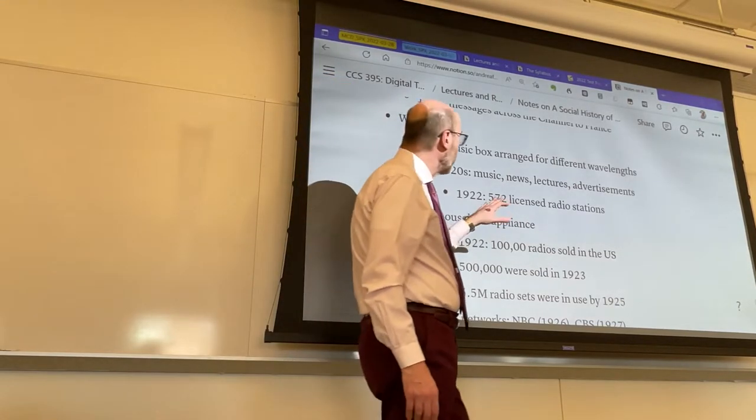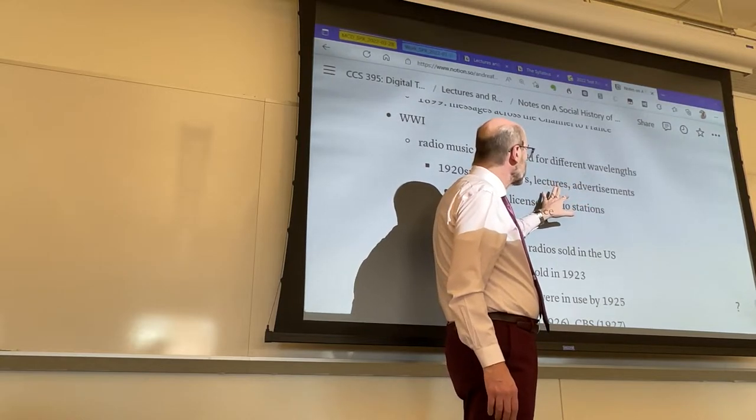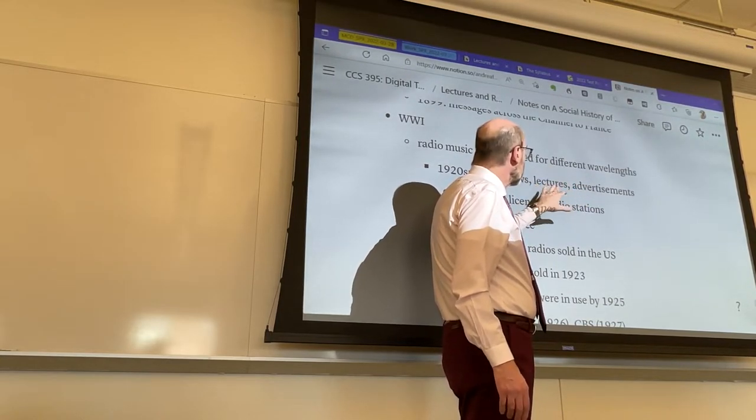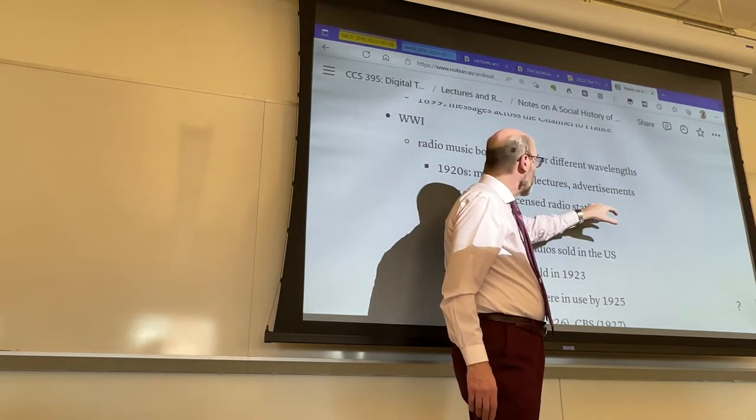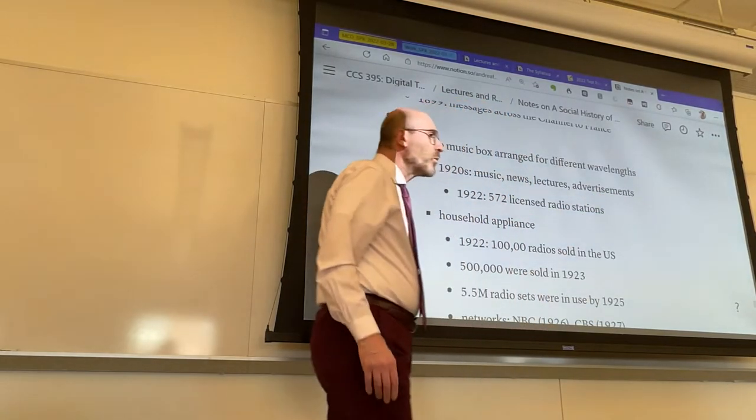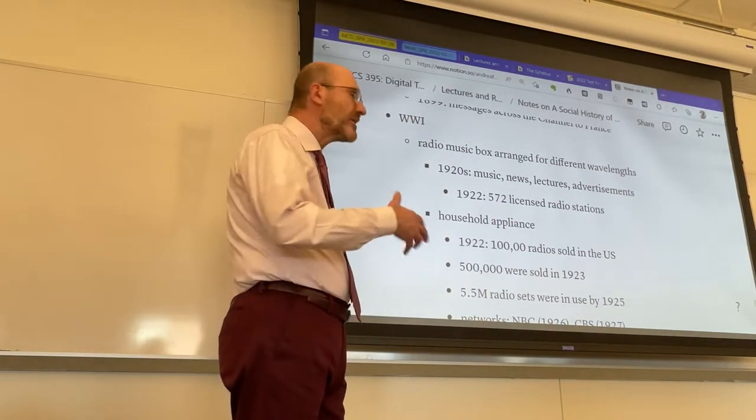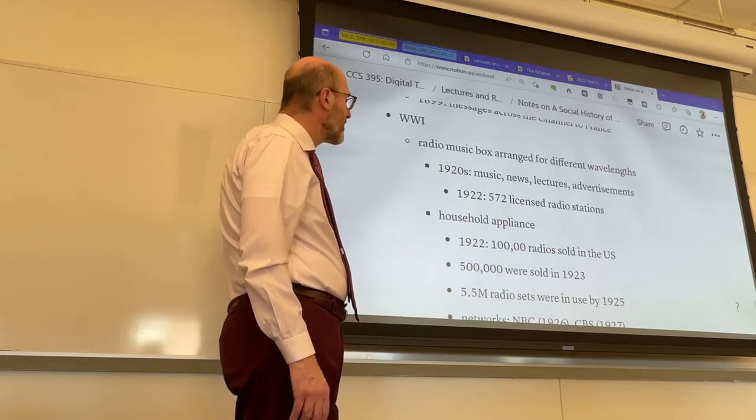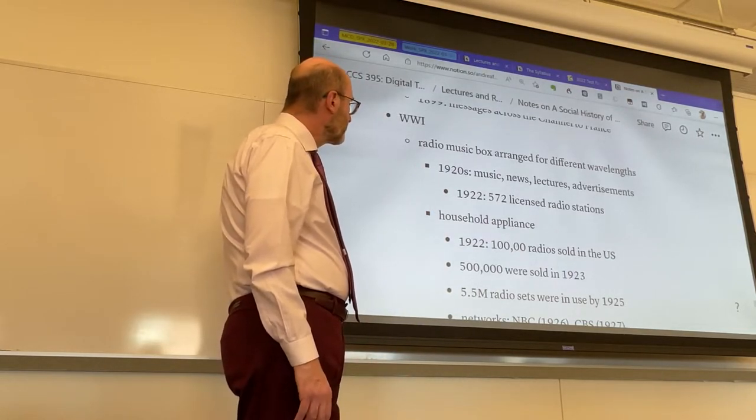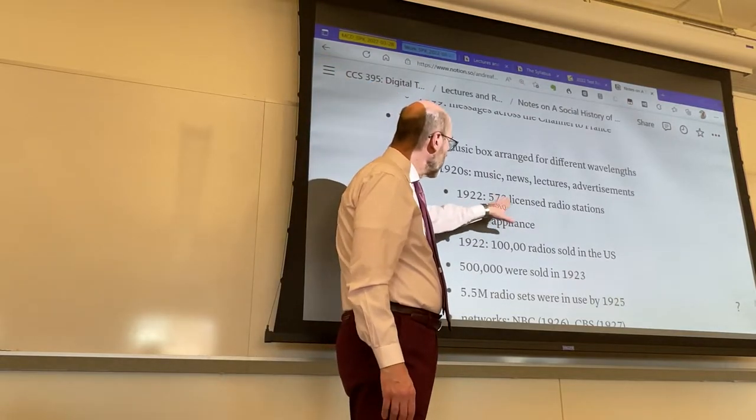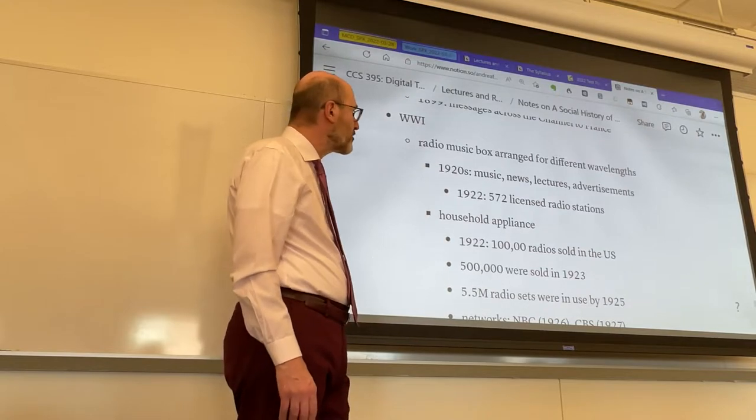And there was also a conflict. They saw a contrast between these two missions. Really, it should be an educational device. No time, no energy should be wasted with something as trivial as advertisement, right? That was seen as a trivialization of the technology itself. By 1922, in the US, there were more than 500 radio stations with a license.